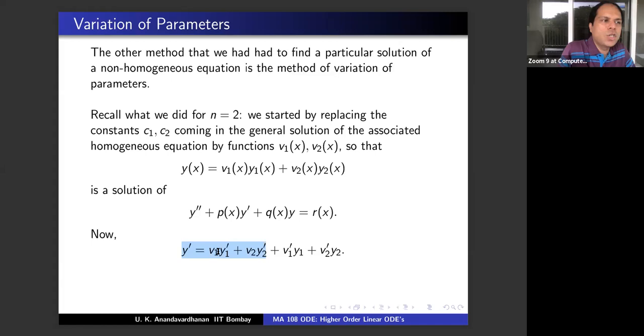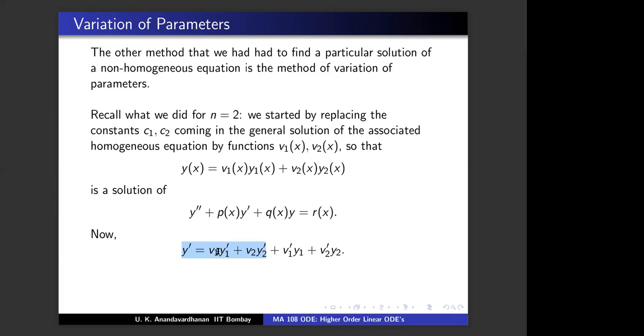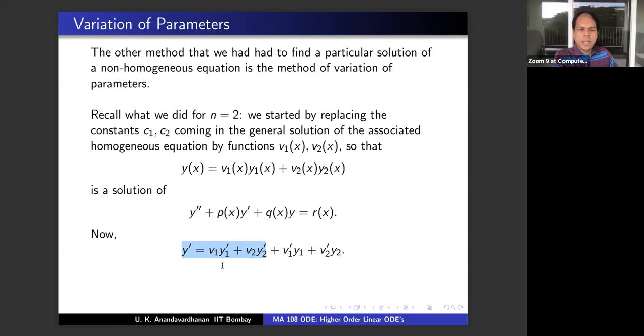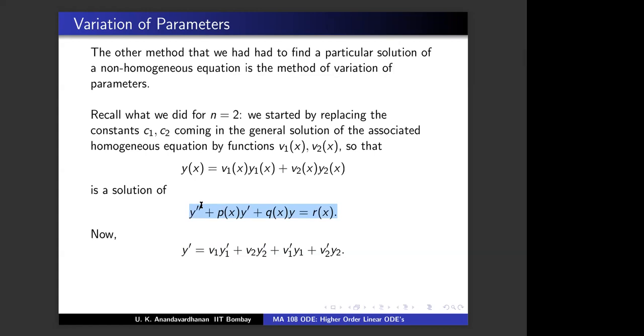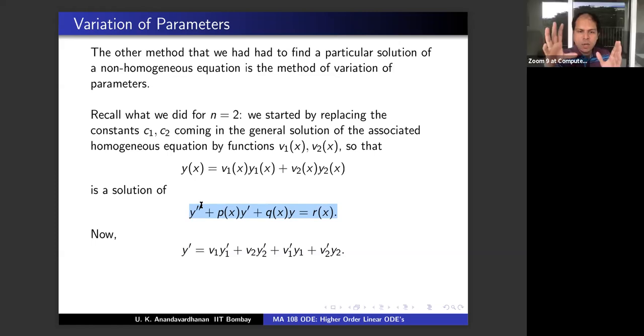You set that to be 0 and continue this process till what stage? Till the n minus first derivative. And then you take the derivative once again and plug it in. What will be the form of this equation? It will be y nth derivative plus a coefficient times the n minus first derivative and so on, equal to Rx. When you plug in and rearrange, some cancellation will be there, and you will get n equations.